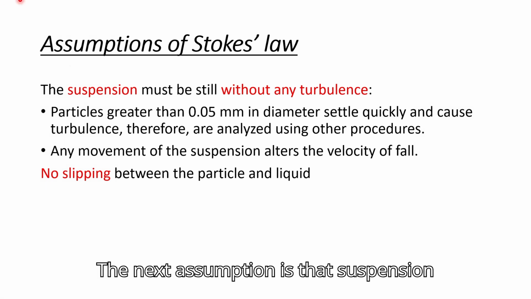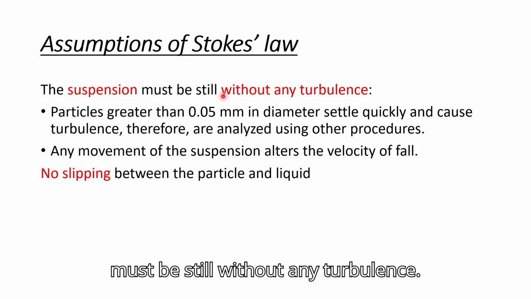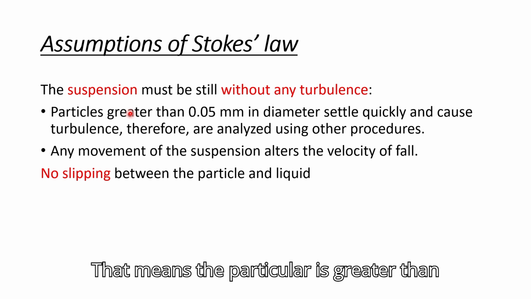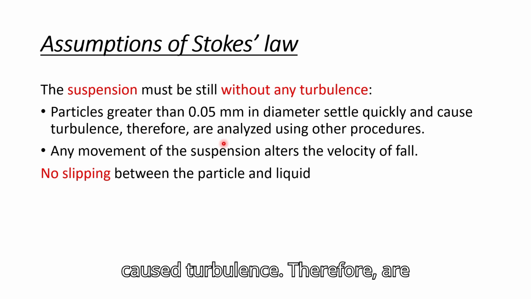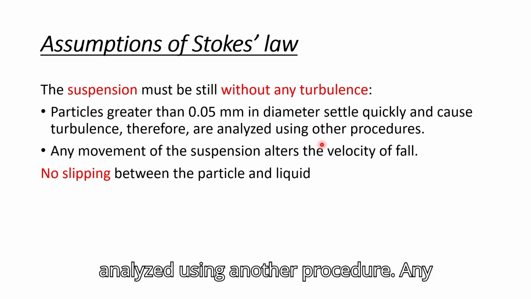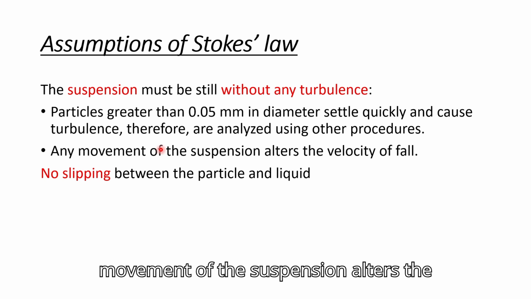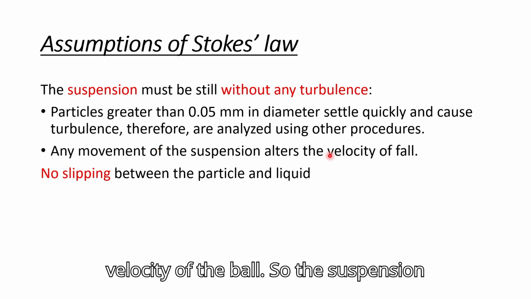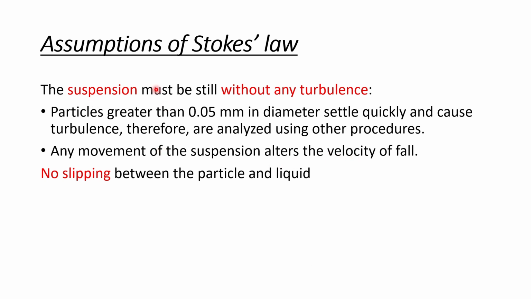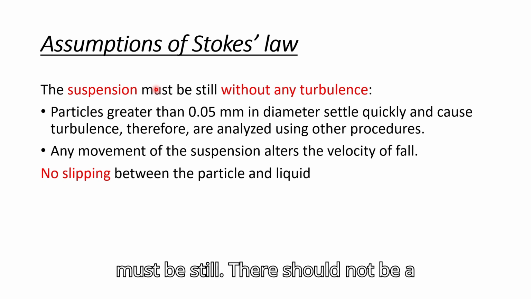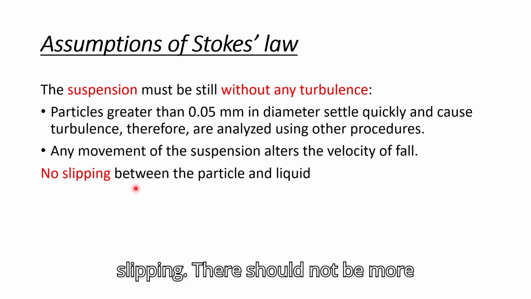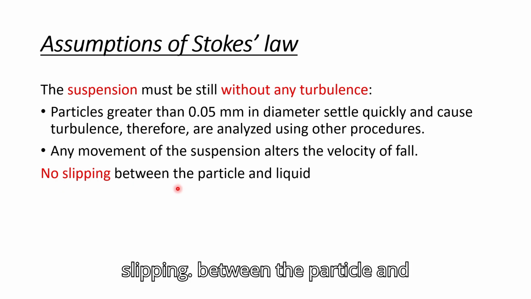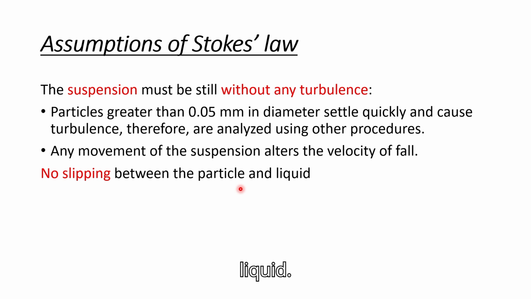The next assumption is that the suspension must be still without any turbulence. That means particles greater than 0.05 millimeter in diameter settle quickly and cause turbulence, therefore they are analyzed using another procedure. Any movement of the suspension alters the velocity of the fall. So the suspension must be still. There should not be any turbulence. Next, there is no slipping. There should be no slipping between the particle and the liquid.